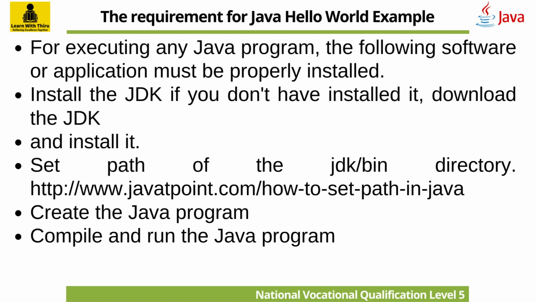For executing any Java program, the following software or application must be properly installed. Install the JDK. If you don't have it installed, download the JDK and install it. Set path of the JDK bin directory. http://www.java.com/how-to-set-path-in-java. Create the Java program. Compile and run the Java program.